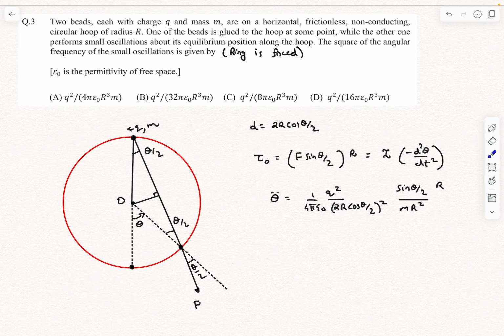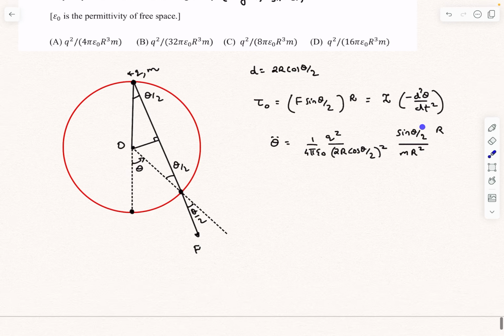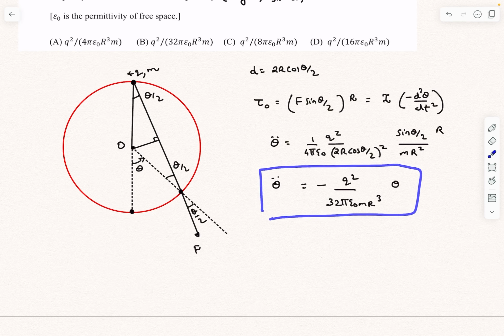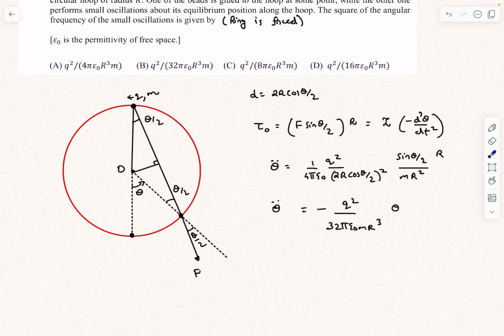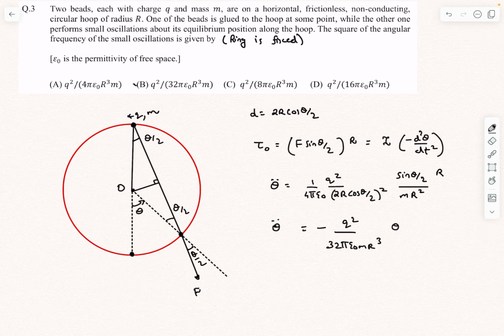Okay, so now we can use a small angle approximation, so sine of theta by 2 we can approximate as theta by 2, and cos of theta by 2 we can approximate as roughly 1. So the theta by 2 multiplied with 4 and 4 will give you 32. So the angular acceleration turns out to be proportional to minus theta, just as we expected, and the omega squared, which is the coefficient of theta in this case, turns out to be option B. Okay, so the answer to this question is option B.